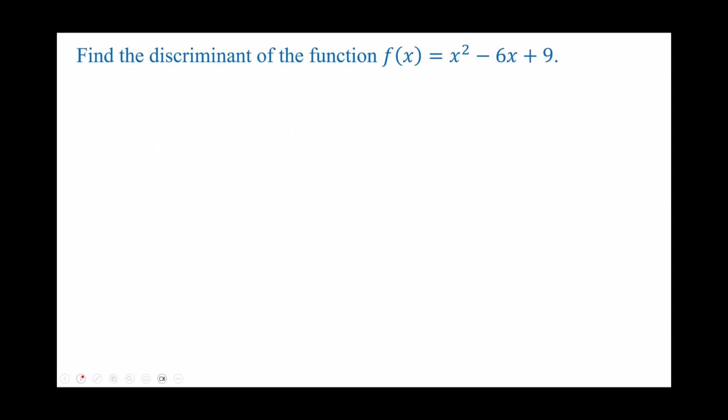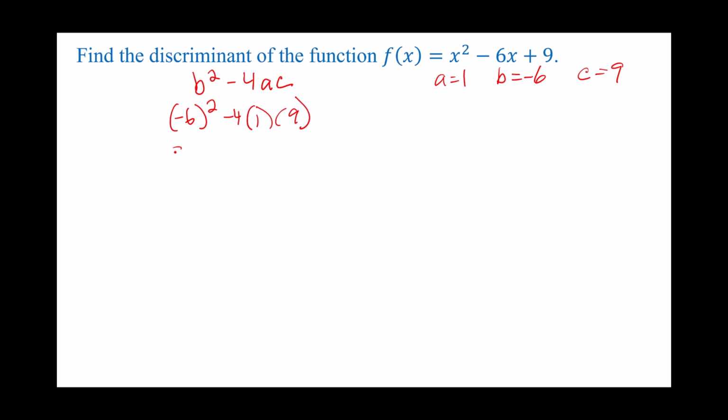Let's try one more. Find the discriminant of the function f of x equals x squared minus 6x plus 9. So we need b squared minus 4ac, where a is 1, b is negative 6, and c equals 9. So negative 6 squared minus 4 times 1 times 9 is 36 minus 36, which equals 0. So this function has one real root and one x-intercept.